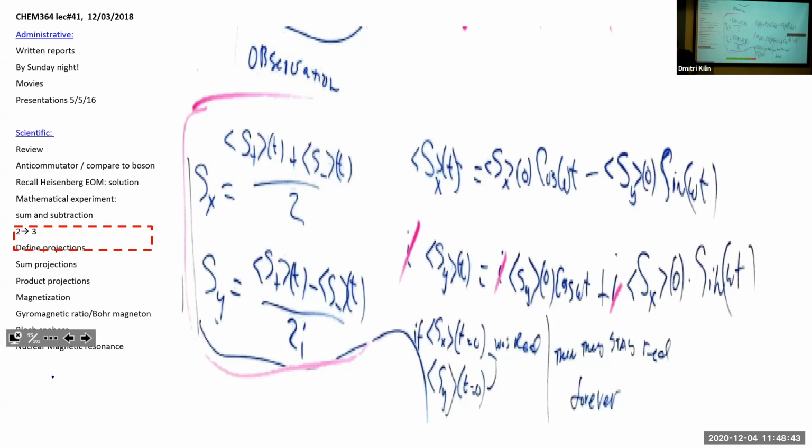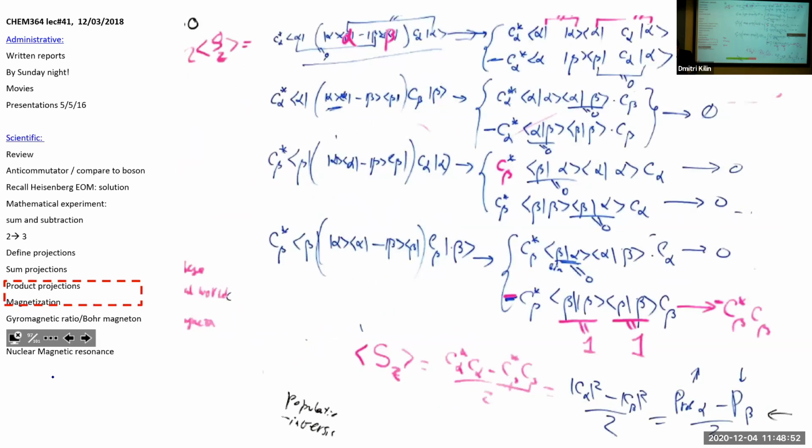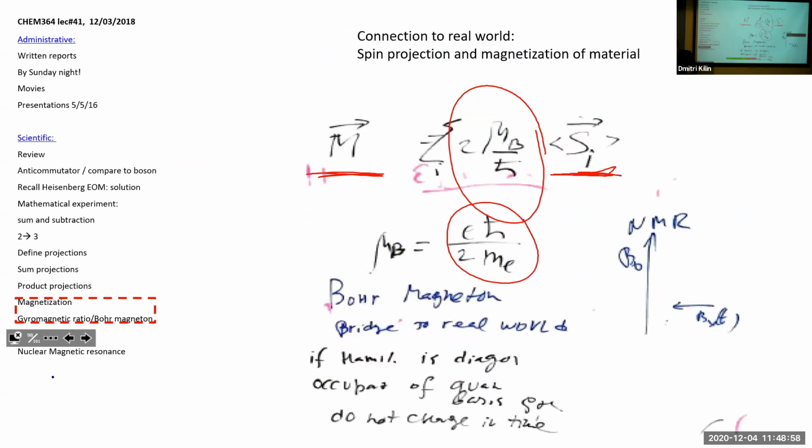And this calculation will bring us to the story of magnetization. So if the x projection of spin and the y projection of spin change simultaneously to draw a circle, then magnetization, which is proportional to the projection of spin, will also make a circle. And in a nuclear magnetic resonance experiment, it is basically what one does.